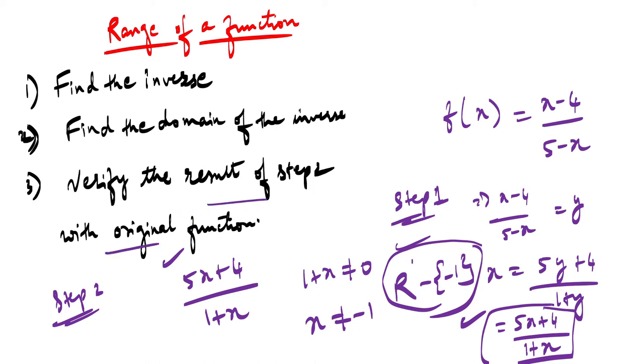Step 2's result is: the range is all real numbers except minus 1. Let's verify this with the original function. What is the original function? This is the original function. Can we apply this? Is this valid for the original function?